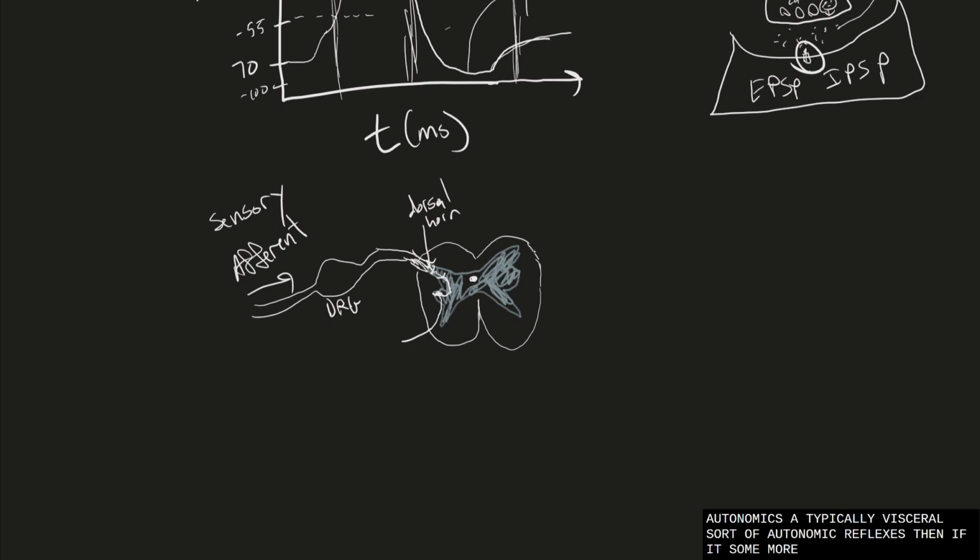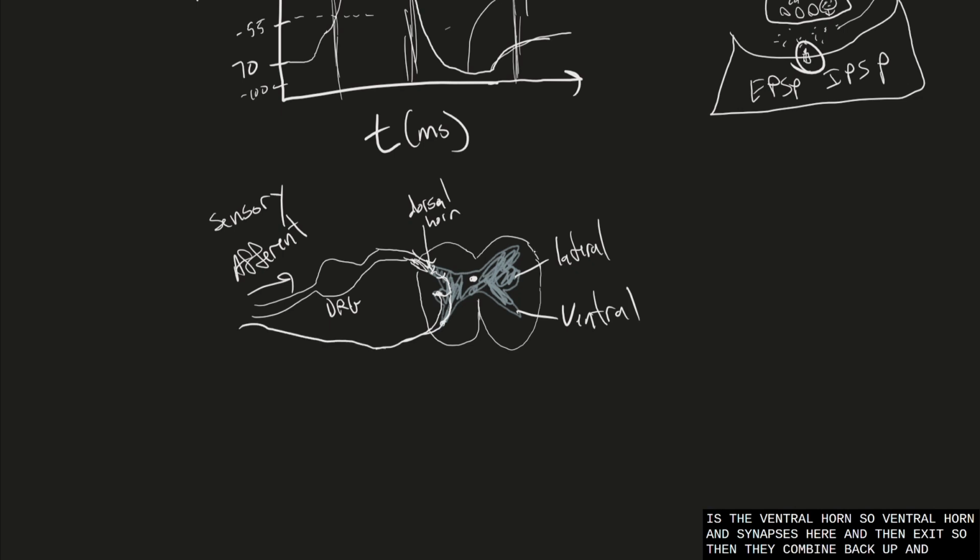Then if it's a motor output, it's going to synapse down through, so this one's the lateral horn, and then this one is the ventral horn. So the ventral horn then synapses here and then exits. Then they combine back up and then come back out. So let's draw this as a nerve cord there. And then they combine, and at the point they combine, that's when it's referred to as a spinal nerve.